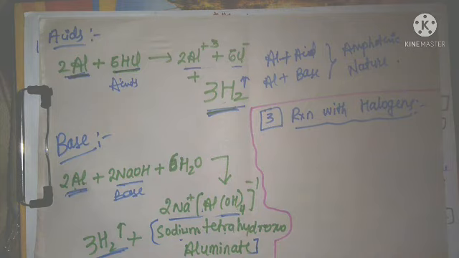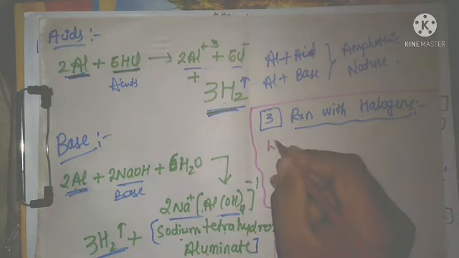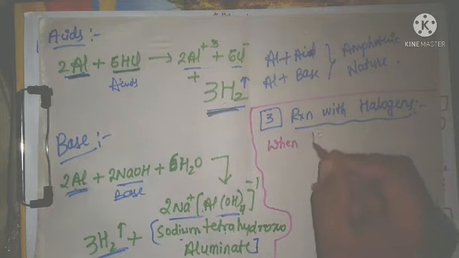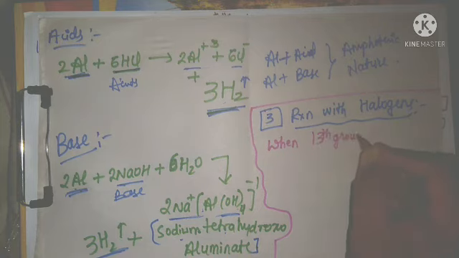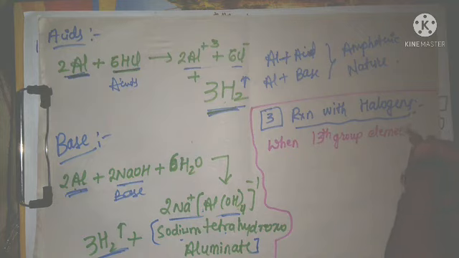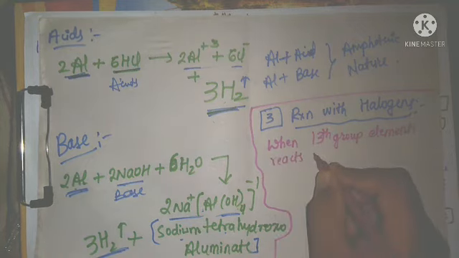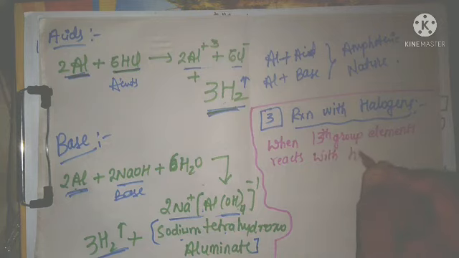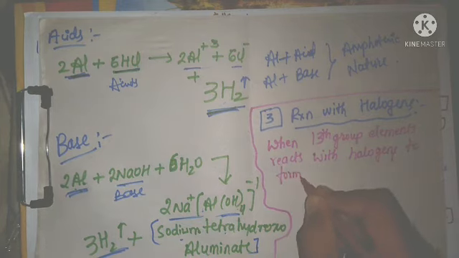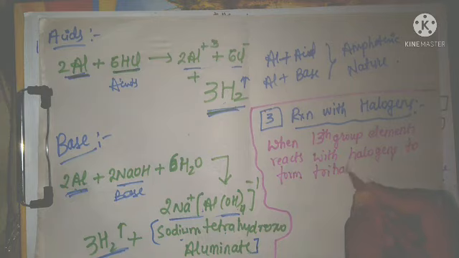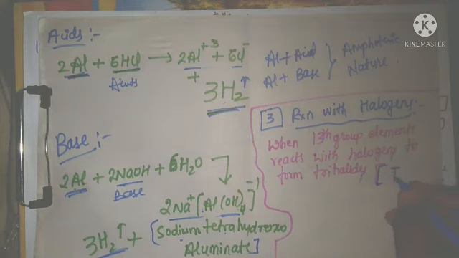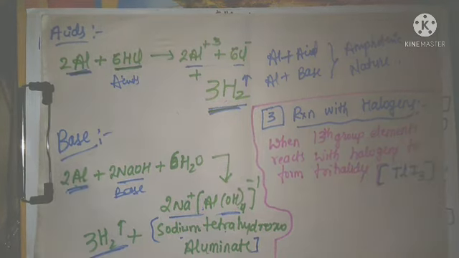What I want to write is, when 13th group elements react with halogens, they form the corresponding trihalides. One trihalide is not formed. What is that? That is thallium triiodide. Correct? Here TlI3 is not formed. Except this one, all are formed.